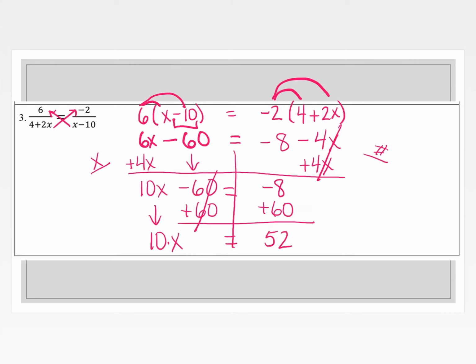This is really 10 times x. So the inverse of multiplication is division. I'm going to divide both sides by 10. 10 divided by 10 simplifies to just 1x, or just x. And 52 divided by 10 would simplify to 5 2/10, or 5.2. So x equals 5.2.